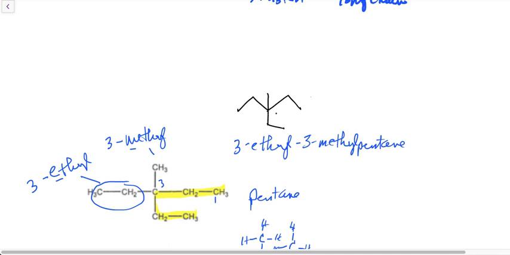1, 2. So, here's carbon 1, 2, 3, carbon 1, 2, 3. On the third carbon, I've got that ethyl coming up. On this third carbon, I have two carbons coming off it. So here's carbon 3, 1, 2. There's our ethyl right there, and there's our methyl right there.